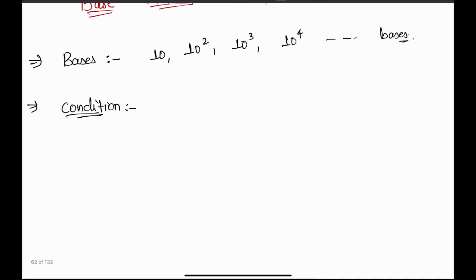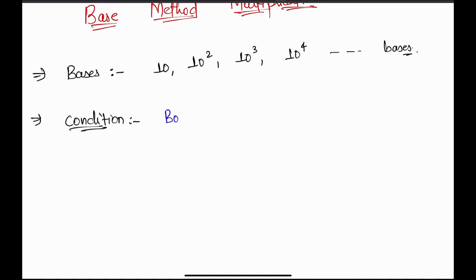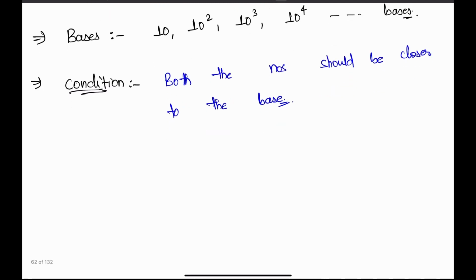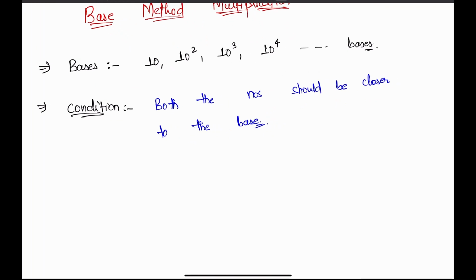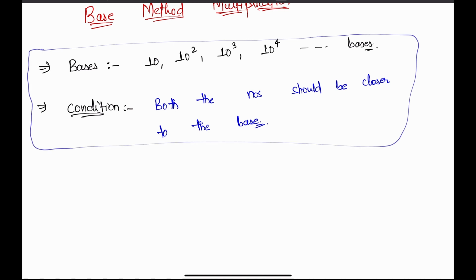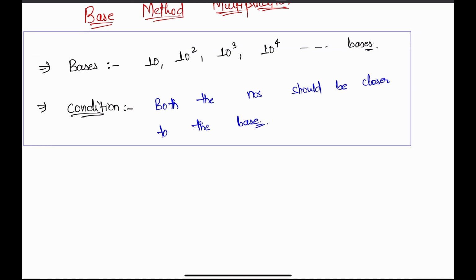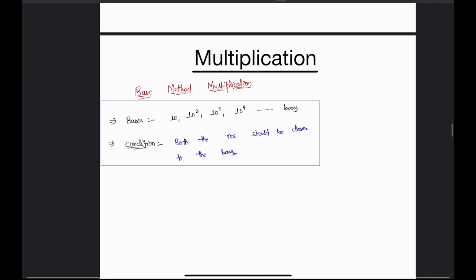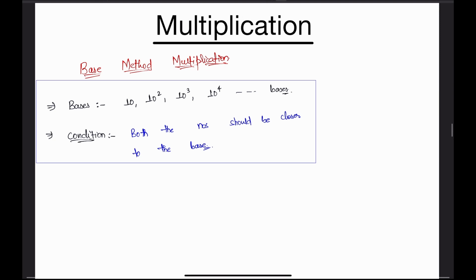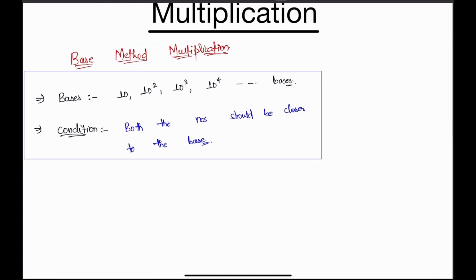So for that, the condition is that both the numbers should be closer to the base. Okay, so let's just understand. Let me put this whole thing in a box. Yeah, so these two are the only conditions which we have to remember, and with only these two things we can solve. So let's take some examples and try to solve some questions.